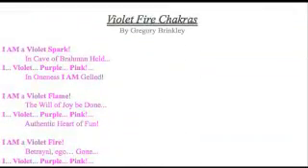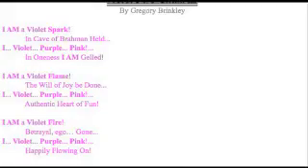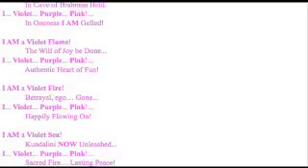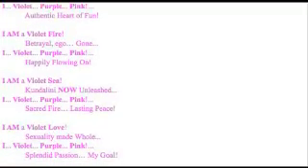Violet fire chakras. I am a violet spark in cave of Brahman held. I, violet, purple, pink, in oneness I am gelled. I am a violet flame, the will of joy be done. I, violet, purple, pink, authentic heart of fun. I am a violet fire, betrayal, ego gone. I, violet, purple, pink, happily flowing on. I am a violet sea, kundalini now unleashed. I, violet, purple, pink, sacred fire, lasting peace.